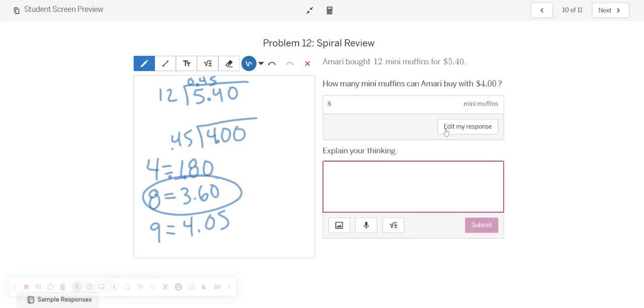But at this point, doing the math properly, we're going to learn that in the next section or the next sections when we get to division. So what was it? If 4 muffins cost 180, comma, then 8 cost 360, but 9 would be 405, which is too much.